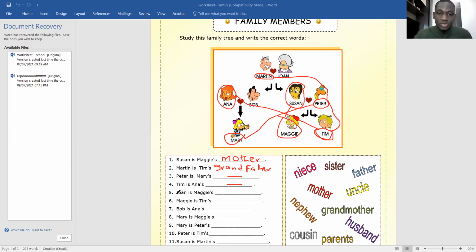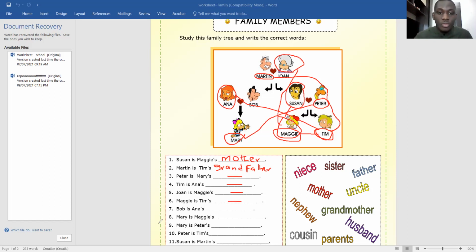Number five, Joan is Maggie's. Joan, where is Joan here? Look at Joan here. Joan is Maggie's what? You write it by yourselves here, okay? Number six, Maggie is Tim's. Very easy, right? Maggie, look at Maggie here. Maggie is Tim's what? You write it by yourselves here.